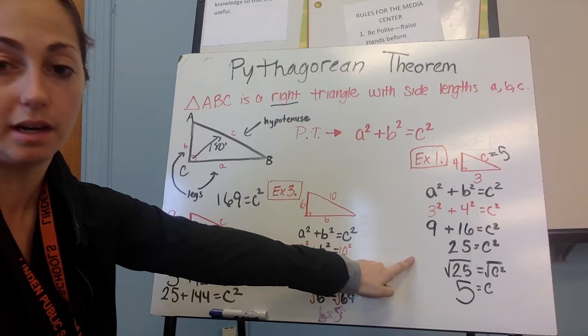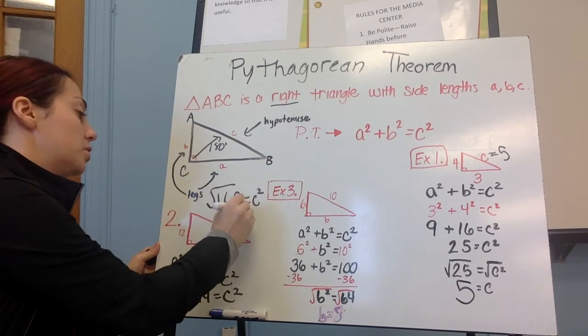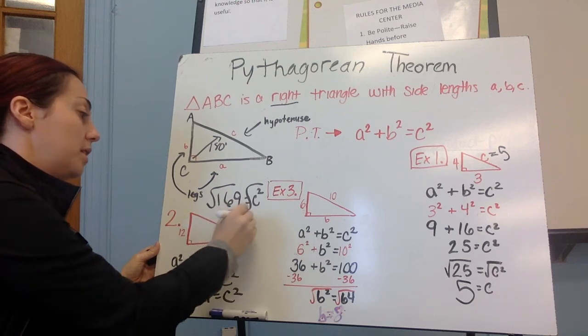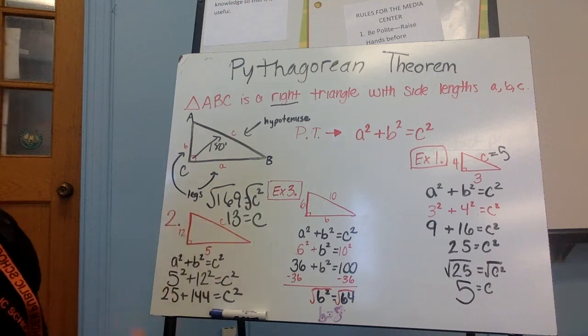Well, what did I do over here? Oh, I've got a square. I've got to undo it. I take the square root. The square root of 169 is 13. The square root of c squared is c. So that means my hypotenuse is 13.